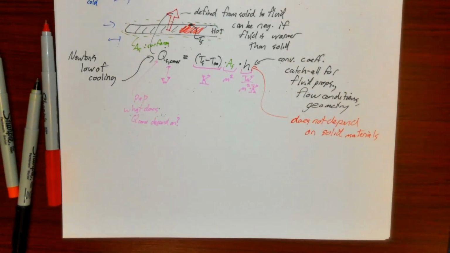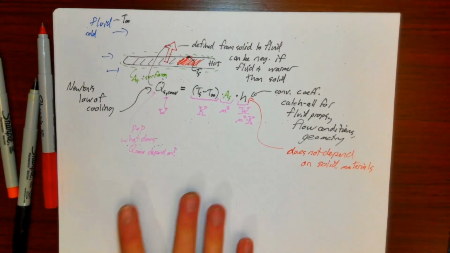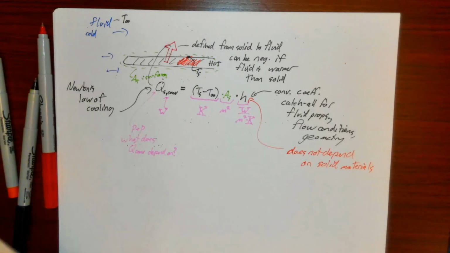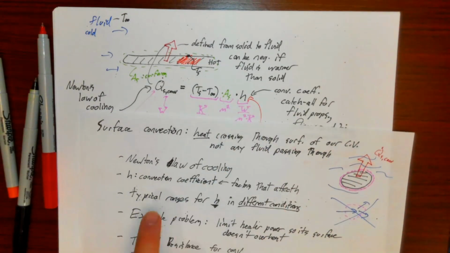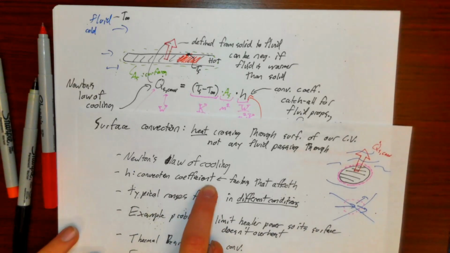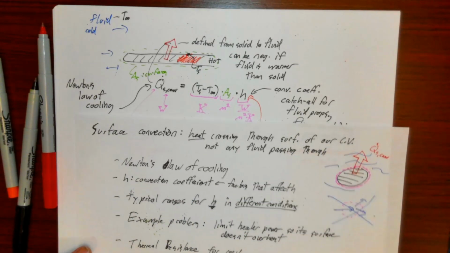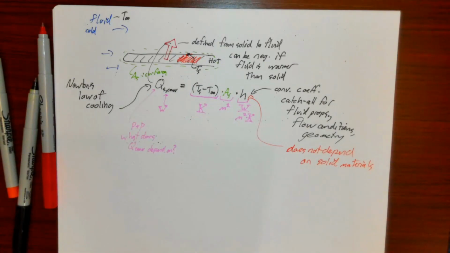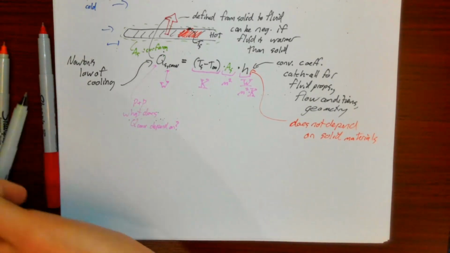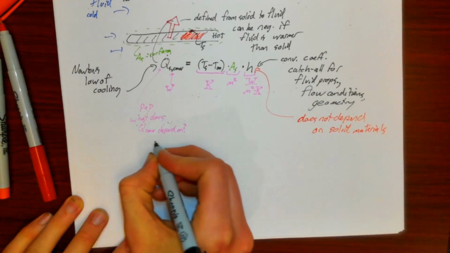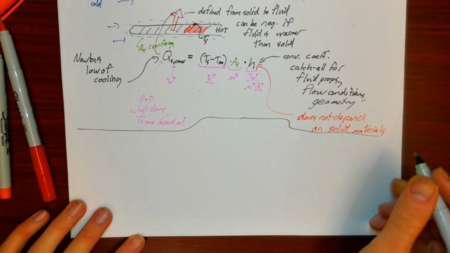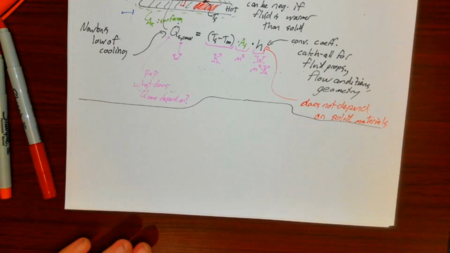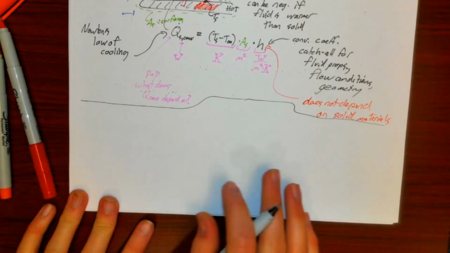So Newton's law of cooling, there it is. This Newton's law of cooling has this H in it, and this H is what we call the convection coefficient. Let's now talk about what factors might affect H. When I think about what factors might affect H, I might want to break it up into a couple of questions that I ask myself.